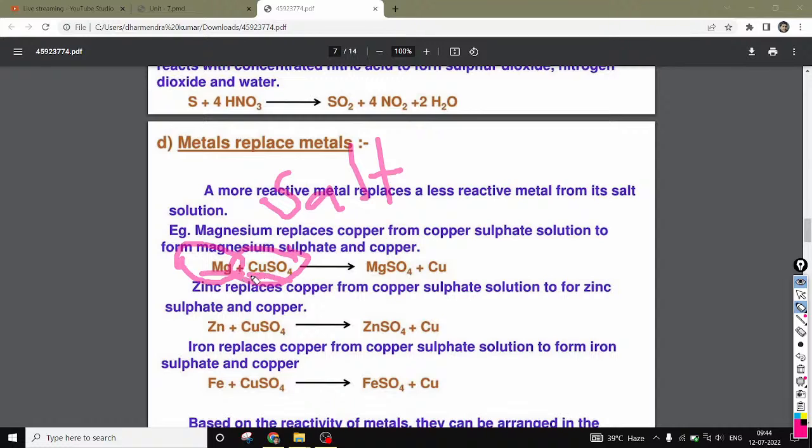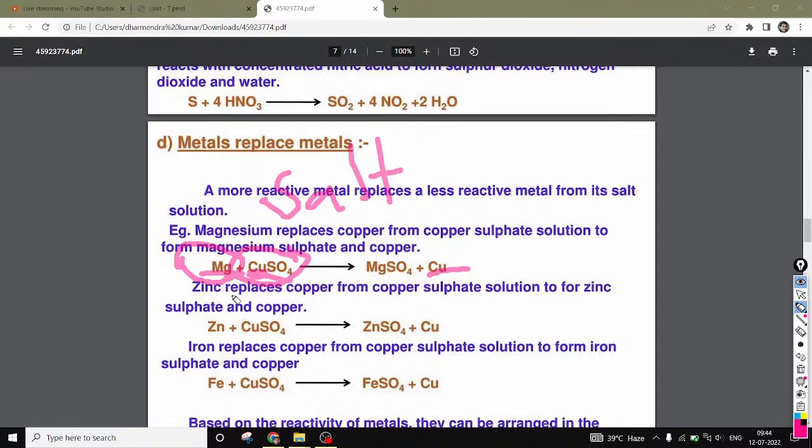So here this is your copper sulfate, this is your salt solution, and copper is less reactive than magnesium, so hence magnesium sulfate is formed with the replacement of copper, right? So here you can see magnesium replaces copper from copper sulfate solution to form magnesium sulfate and copper. Why? Because magnesium is very reactive as compared to copper, so that is why magnesium replaces copper from the copper sulfate solution.